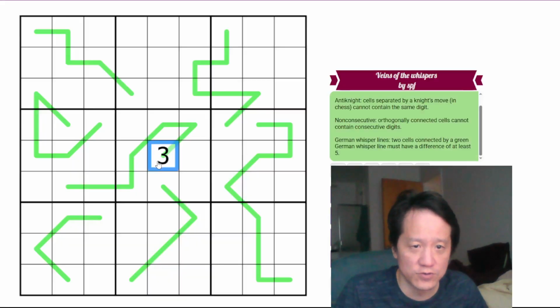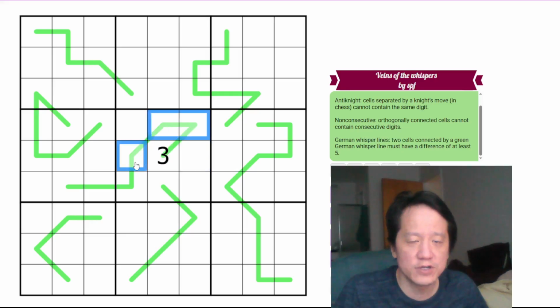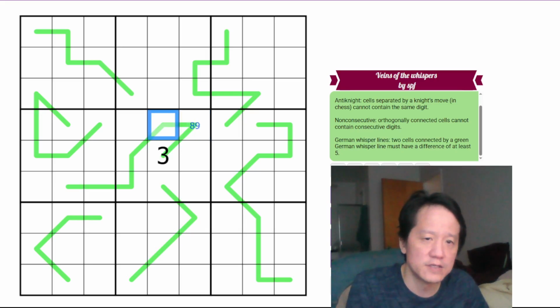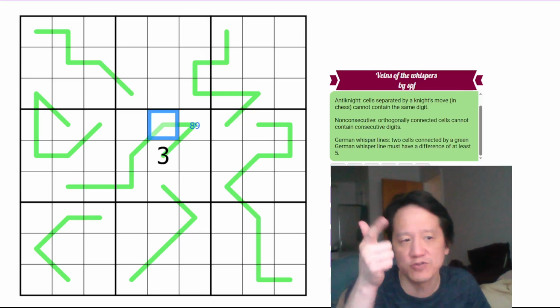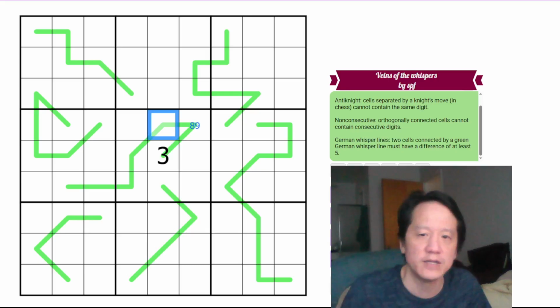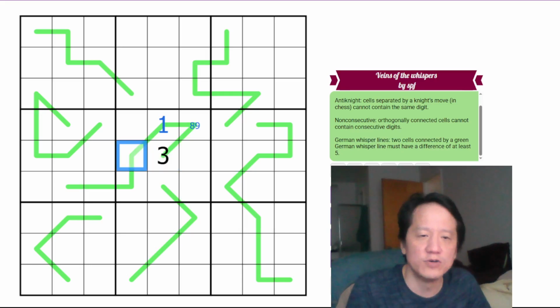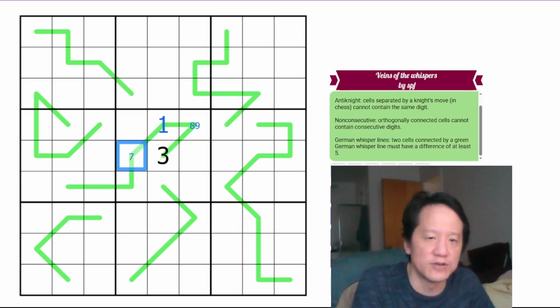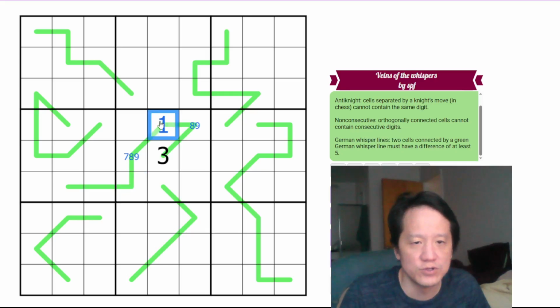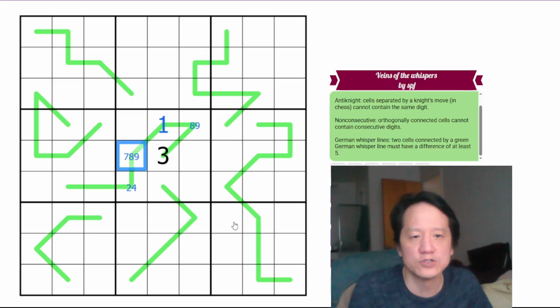Okay, so first things first, we know this is a 3, so this has to be 8 or 9. This then must be 1, 2, or 4 here, but since it can't be 2 or 4 because it's consecutive with it, it must be a 1, right? So this 1 means this has to be 7, 8, or 9 because it's consecutive with 2 unique digits here. And therefore it cannot be 6. And this is a low digit, which is 2 or 4.